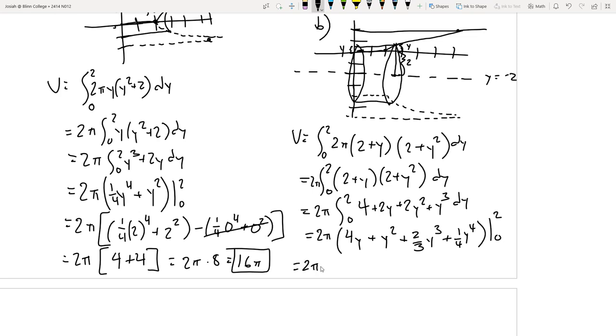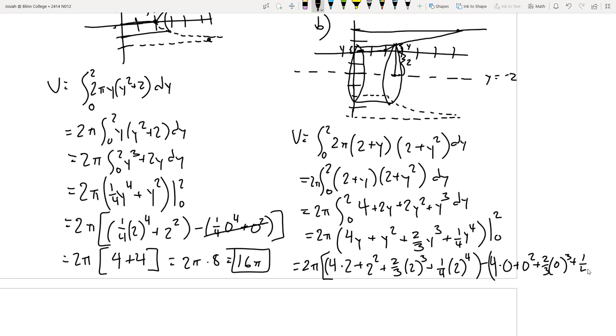So we've got 2 pi times, we'll open up the brackets again: 4 times 2 plus 2 squared plus 2/3 times 2 to the third plus 1/4 times 2 to the fourth, minus, and then we've got a bunch of zeros, but we don't want to take this for granted. We do want to make sure that everything actually does turn into 0. Okay, and it does. 0, 0, 0, 0, that's all 0.